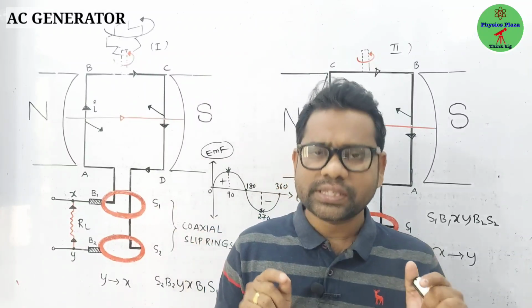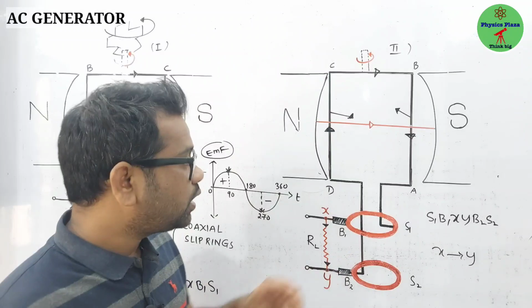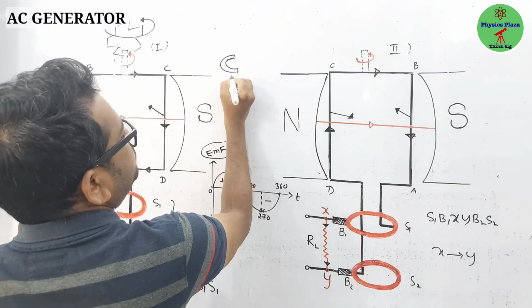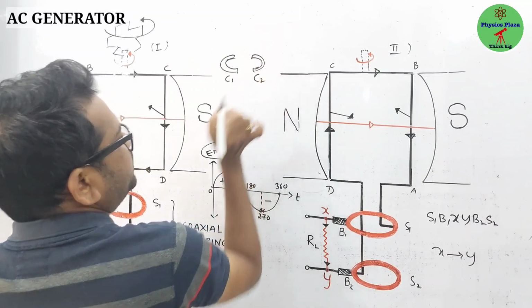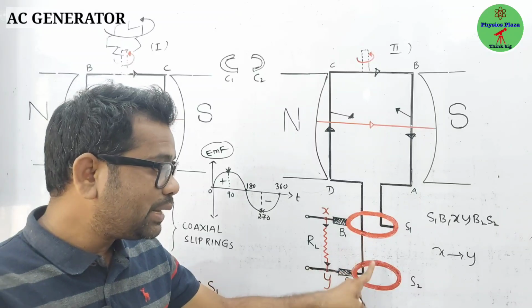The second difference: in a DC motor, children, commutators are used, C1 and C2, the so-called split rings or half rings. Whereas in an AC generator, we are using slip rings.